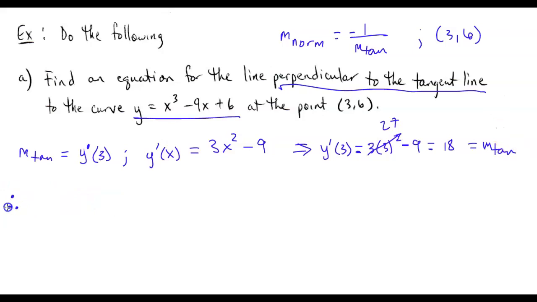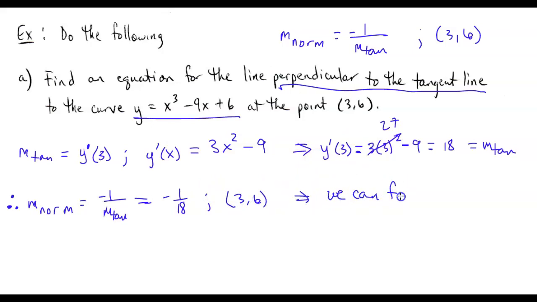So therefore, the slope of the normal line, which is what we actually need, is going to be the negative reciprocal of the slope of the tangent line. So that is just going to be a negative 1/18. Okay? And if we use that with this point, we can find the equation of the normal line.